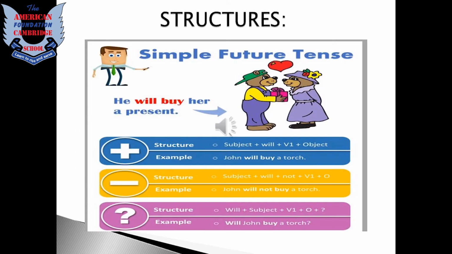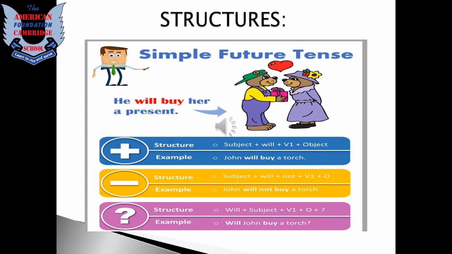This slide is showing us the sentence structures of simple future tense. When there is a positive sentence or some action is promised in future, the sentence structure is subject plus will plus verb plus object. For example, John will buy a torch. When there is a negative sentence or some action is being refused in future, the sentence structure is subject plus will plus not plus verb plus object. For example, John will not buy a torch.